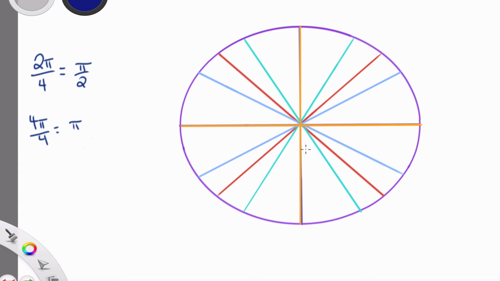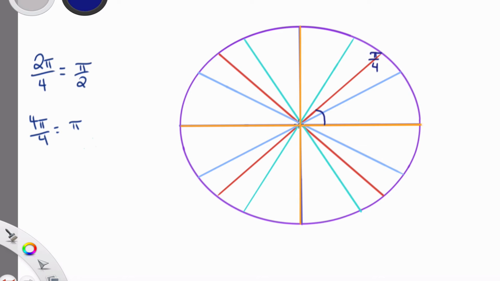Now that we know how to convert between radians and degrees, everything I do in the unit circle will be in radians, but you can convert to degrees as you like. First, I'm going to fill in all of the angles which are multiples of pi over 4. The first one we have is this angle here. This measures pi over 4.